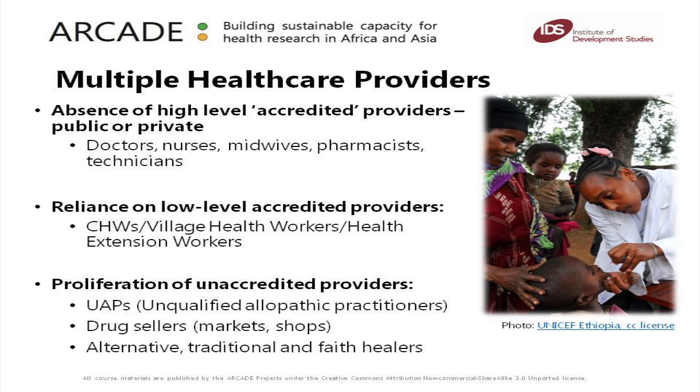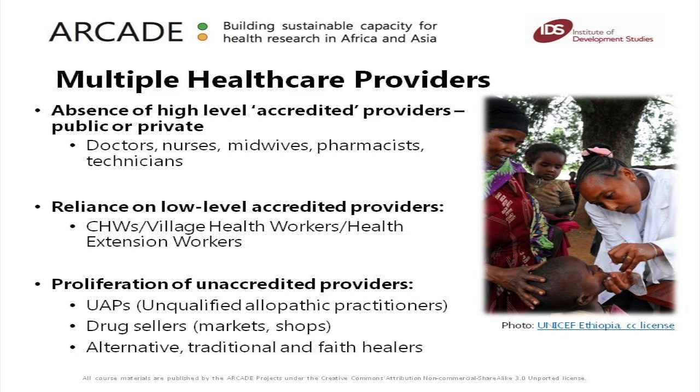Typically, the context I'm thinking of is where there's an absence of high-level accredited providers, either in the public or private sector. So in terms of people with, as it were, a license, accredited providers, the reliance is on low-level extension workers, community health workers, village health workers. They have different names in different countries, but they're basically people with maybe 3 months training, maybe 6 months training, who have accredited status to undertake relatively simple healthcare tasks.